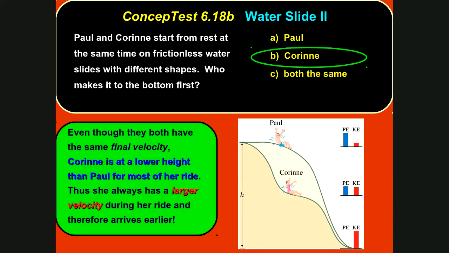Even though they have the same final velocity, their velocity at the bottom will be same because they have the same height, and we assume this is a water slide and the force of friction is not there. So they will reach the bottom at the same speed, but they will not reach at the same time because their start point was different. Corinne is at a lower height than Paul for most of her ride, and hence even if she has larger velocity during her ride, she therefore arrives earlier. So this is more of a conceptual problem.